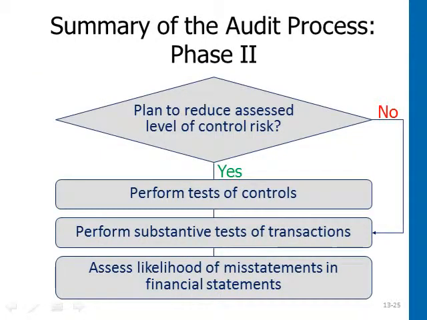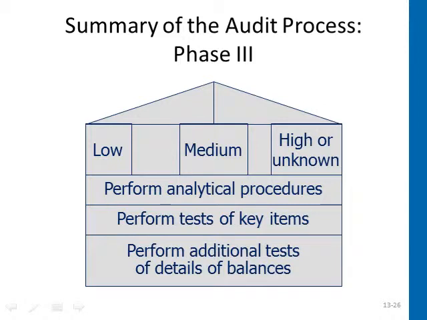During phase 2, we have to make a decision. So we plan to reduce assessed level of control risk, and if we do, then we have to perform tests of controls. If we don't, then we perform substantive tests of transactions, and we assess the likelihood of misstatements in the financial statements as a result of those tests of transactions. During phase 3, we perform analytical procedures, and the extent of these analytical procedures deals with the decisions that we reach during phase 2 of the audit. We also perform tests of key items, and we perform additional tests of details of balances.